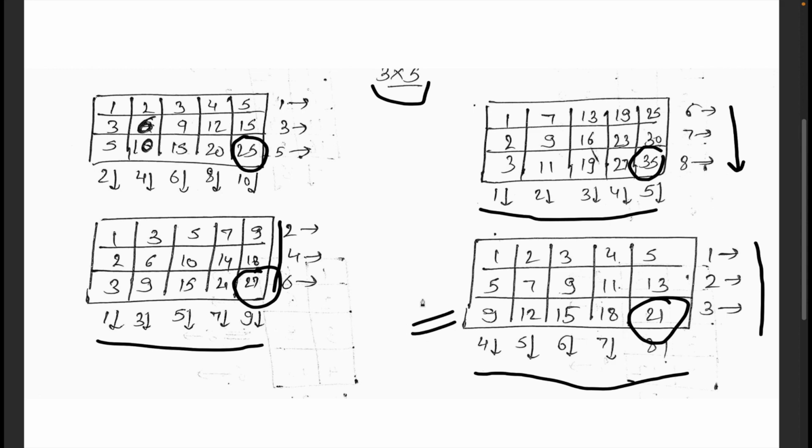solution for the case where number of columns are less than number of rows, and this will be the solution for number of columns greater than number of rows. You can verify this with the next example.